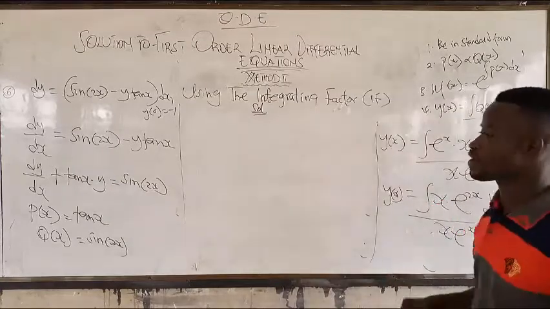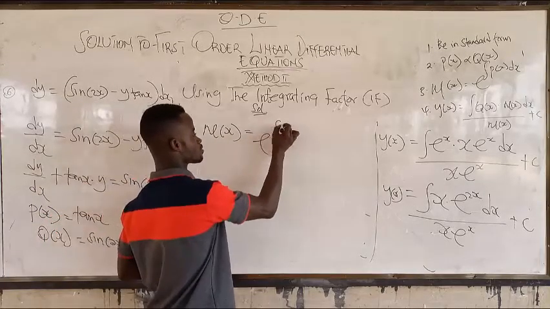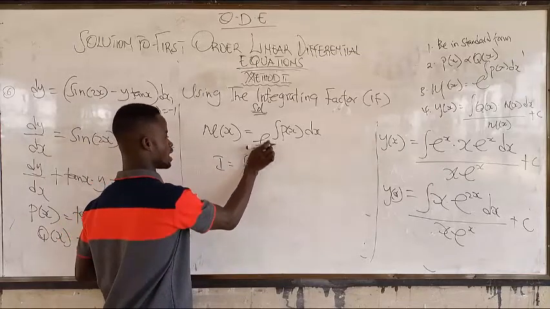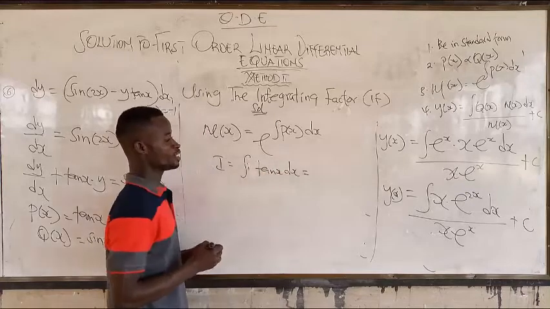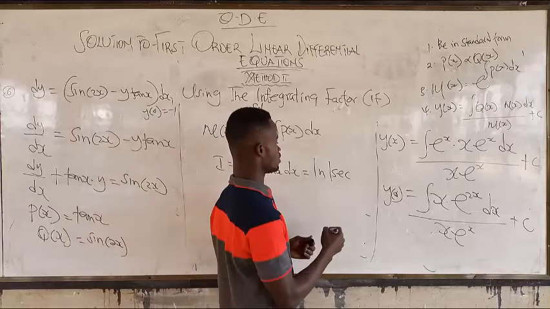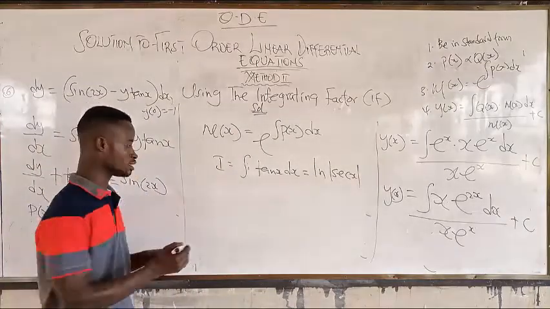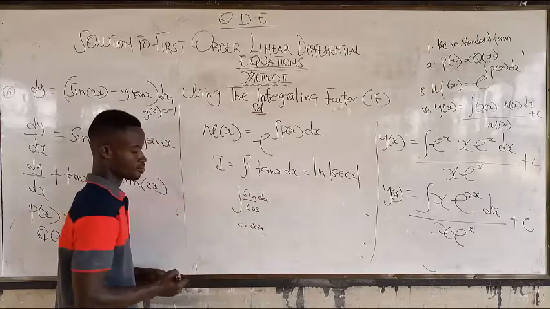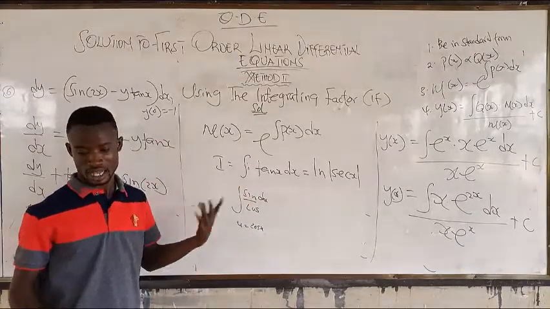Now, what's the next thing? The integrating factor. So P of x is tan x, and when you integrate tan x, you get ln sec x. In case you have forgotten, you know that this is sine over cos. If you put u equal to cos x, you differentiate to get negative sine x dx, and you can do the substitution.